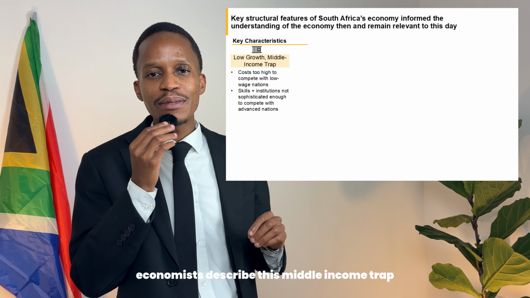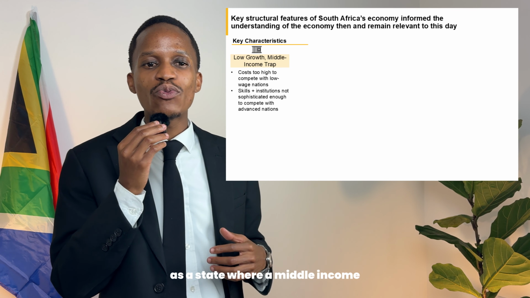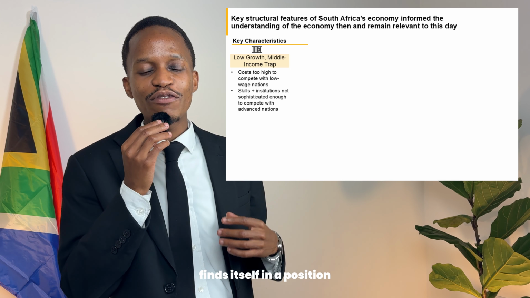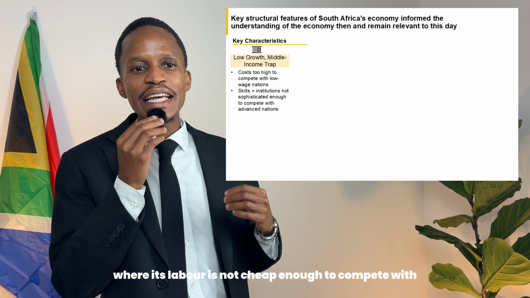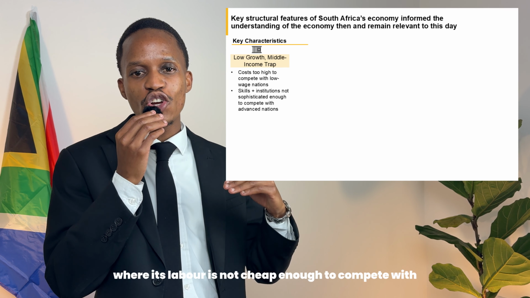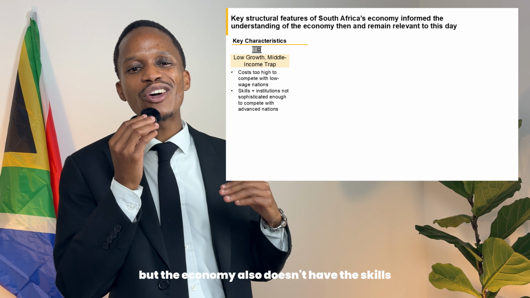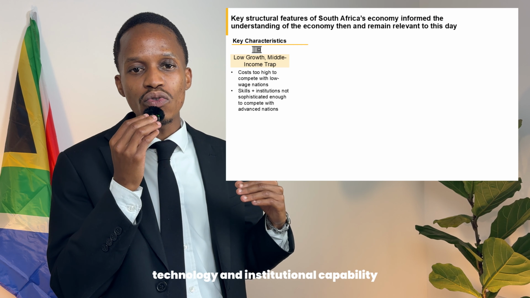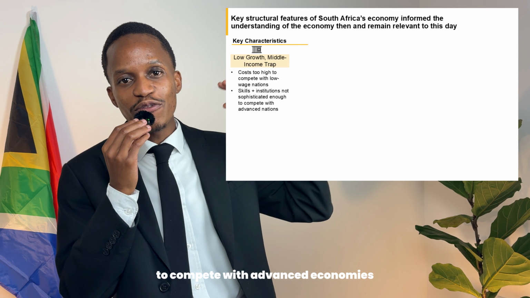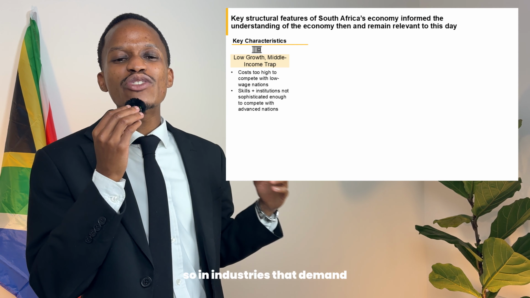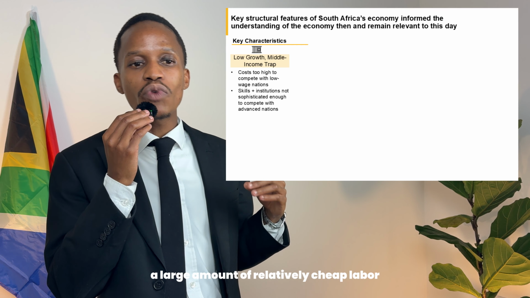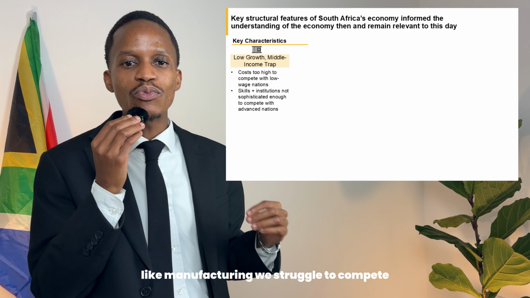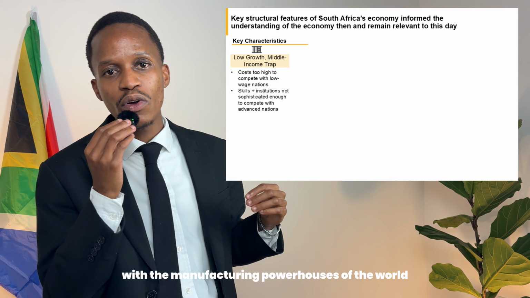Economists describe this middle-income trap as a state where a middle-income country, like South Africa, finds itself in the position where its labor is not cheap enough to compete with low-wage economies, but the economy also doesn't have the skills, technology, and institutional capability to compete with advanced economies. So in industries that demand a large amount of relatively cheap labor, like manufacturing, we struggle to compete with the manufacturing powerhouses of the world.